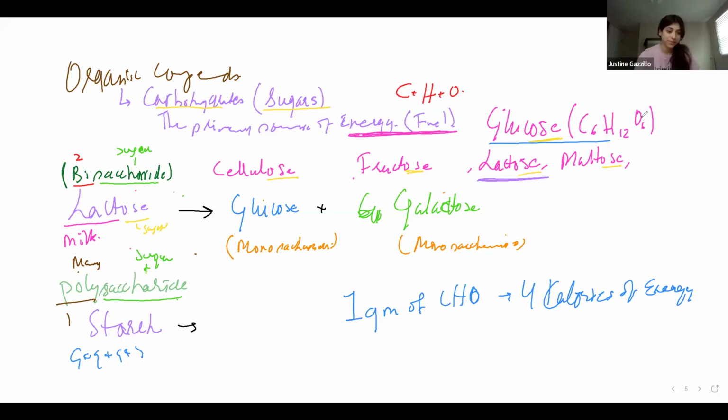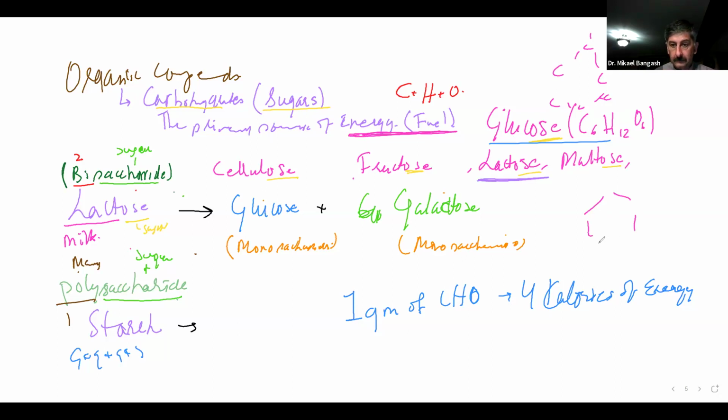Okay, thank you. So if we want to draw the molecular structure of a glucose molecule, there are 6 carbons, and then we have 2 H's and 1 O to each of them, or something like that. That becomes the chemical structure of a glucose molecule.